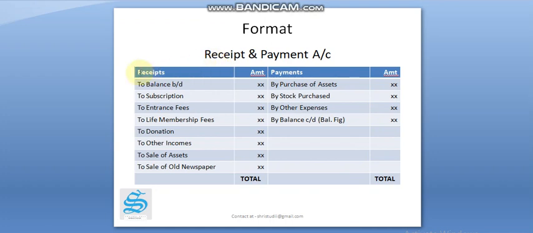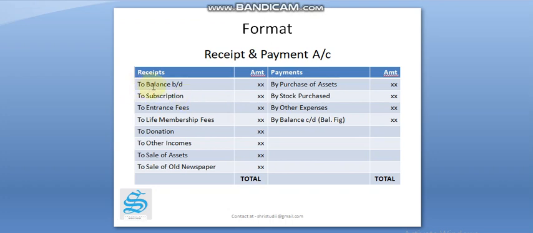The debit side will be of receipts and the credit side will be of payments because it is of real nature. That means for the receipt and payment account, whatever will be received by the organization will be debited and whatever will be paid by the business will be credited.